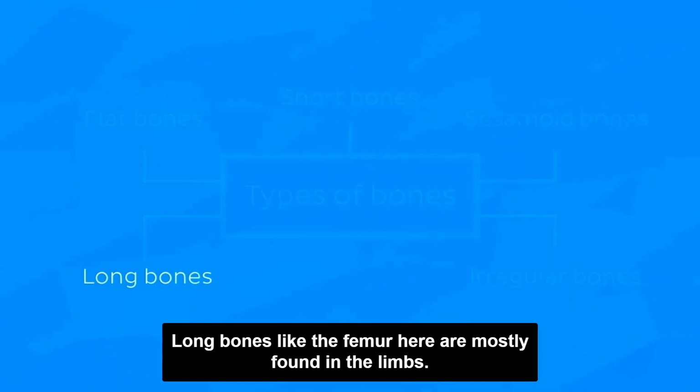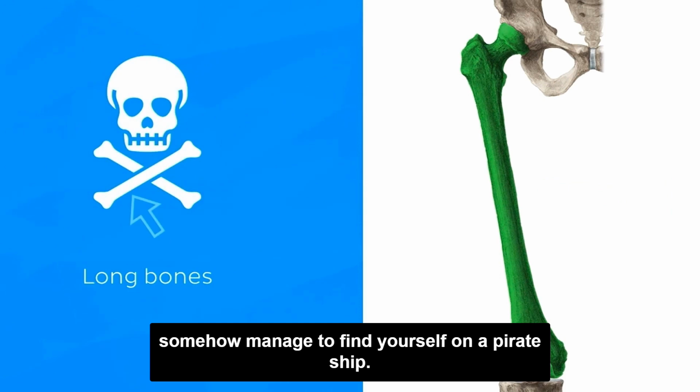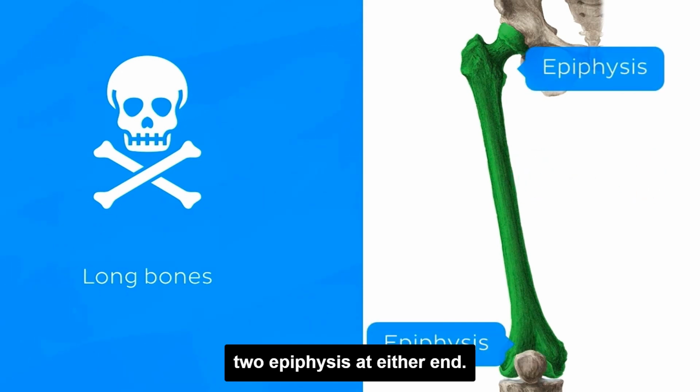Long bones, like the femur here, are mostly found in the limbs. These are the types of bones your dog likes to chew, or those that you might see if you somehow manage to find yourself on a pirate ship. Long bones have three regions with distinct structures, a diaphysis in the middle, and two epiphyses at either end.